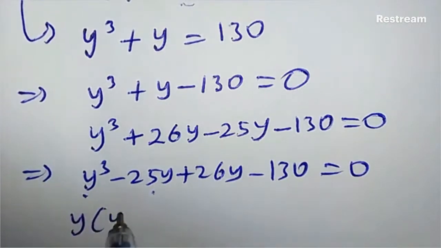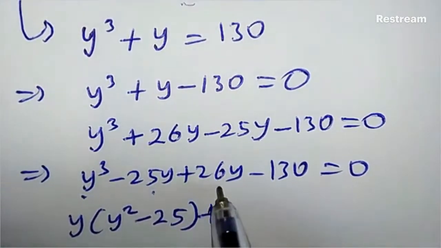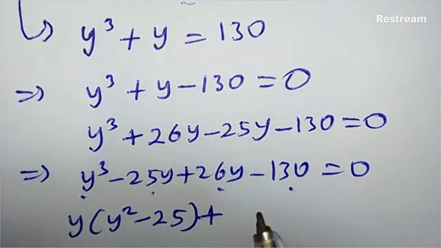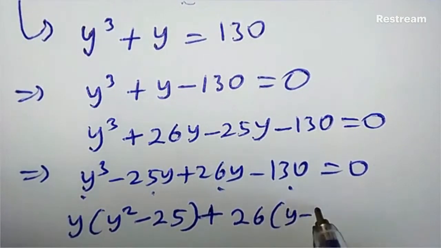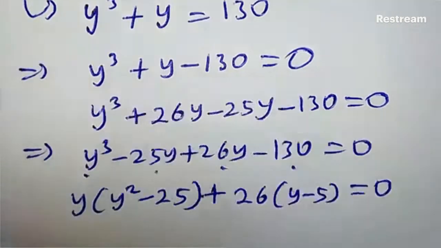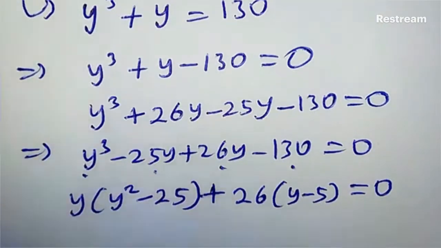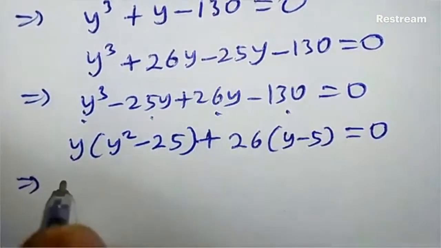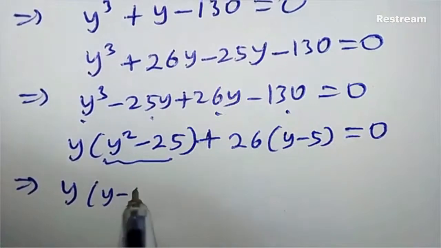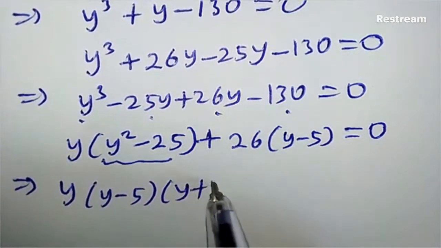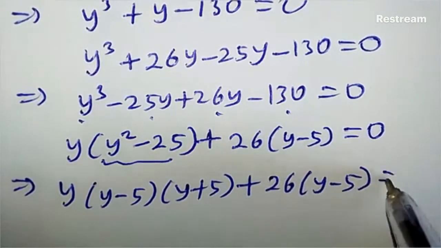That will be y into y squared minus 25, plus, between the last two terms, what is the common term? We can pull out 26. So we're going to have 26 into y minus 5 equals 0. Because 26 times y, that is 26y. 26 times negative 5, that is negative 130. So let's proceed further. This implies that y squared minus 25 is a difference of two squares. That is y minus 5 times y plus 5, plus 26 times y minus 5 equals 0.